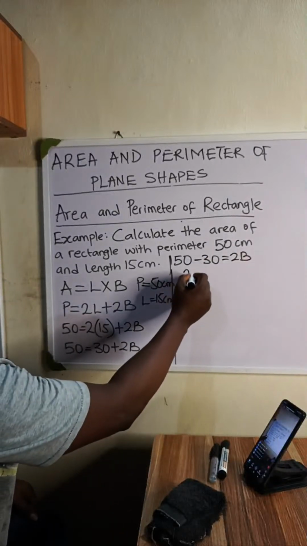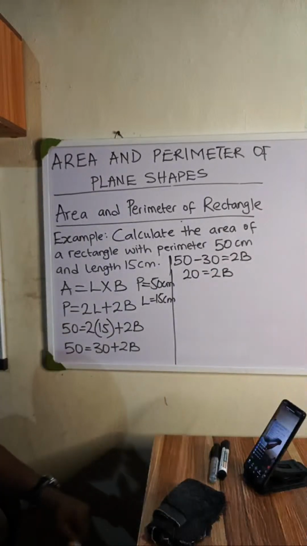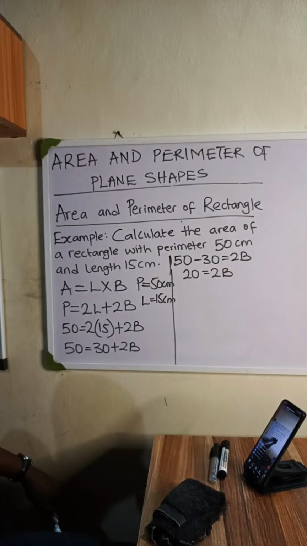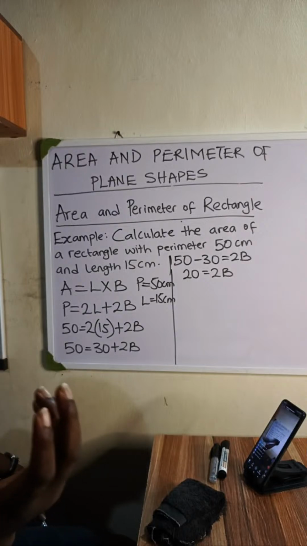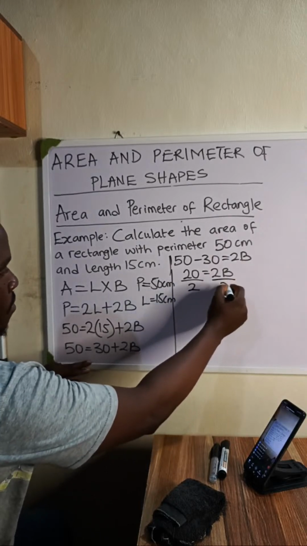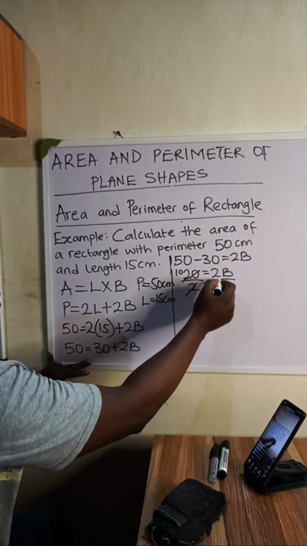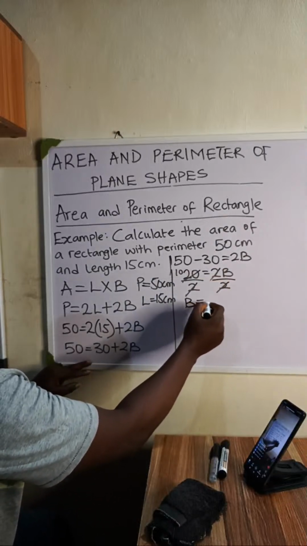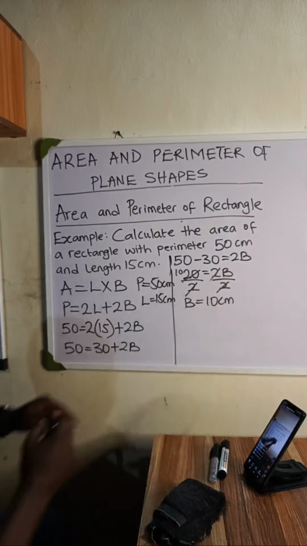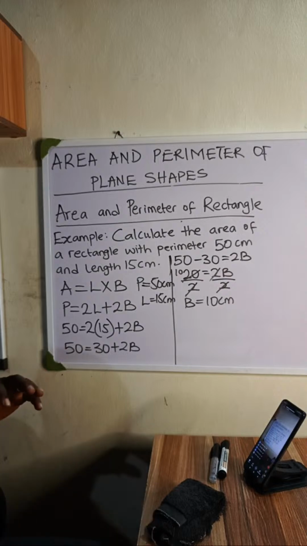So that means 20 is equal to 2B. Therefore, for us to get B, we need to divide by 2. So 20 divided by 2 will give you 10. 2 will cancel 2. So B, our breadth, is equal to 10 centimeter.